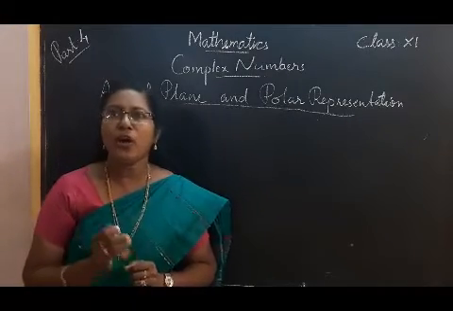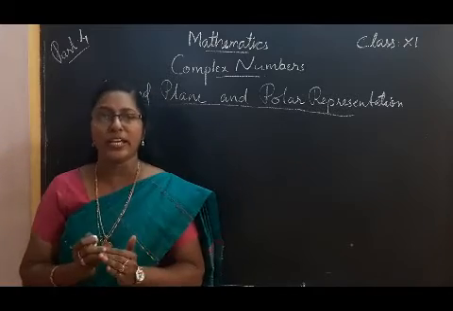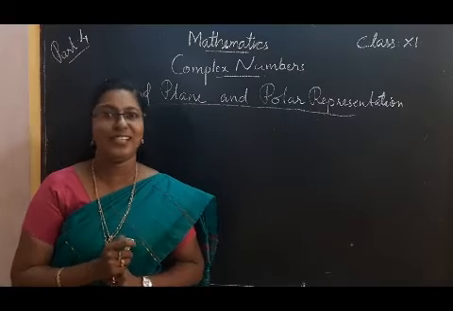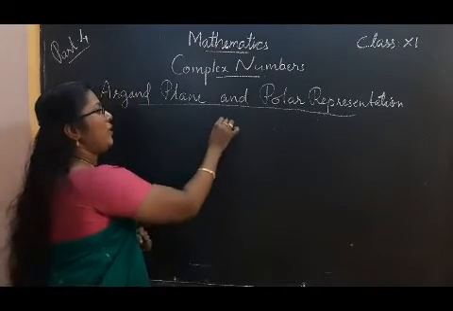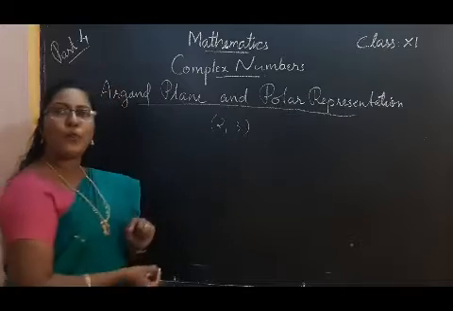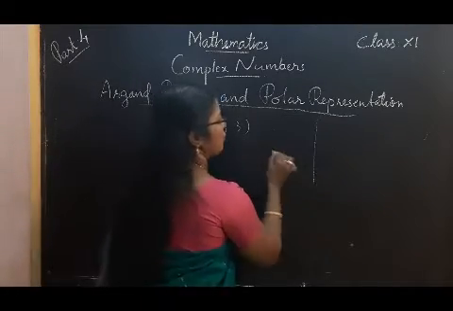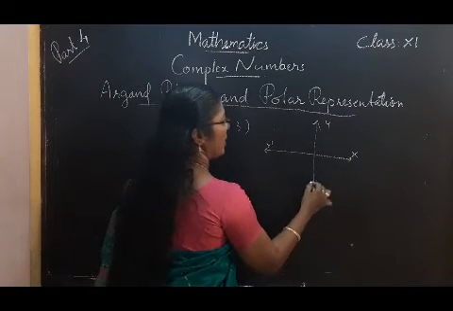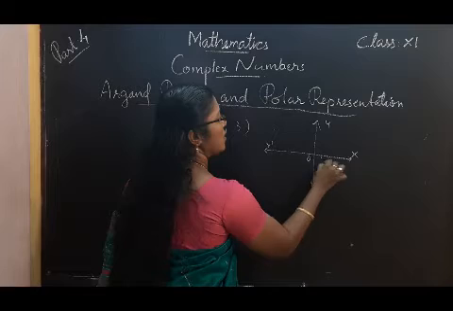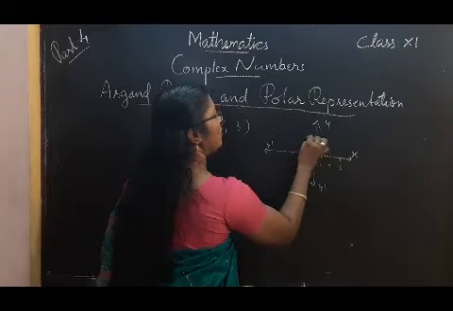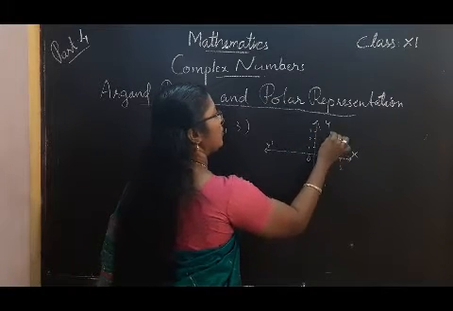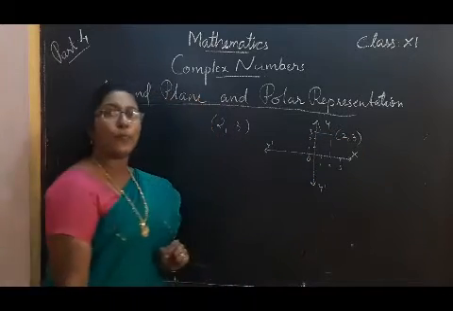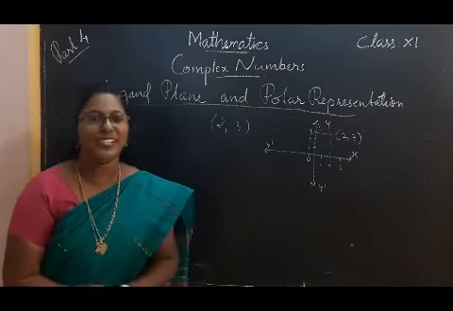We know that every ordered pair of real numbers x and y gives a unique point in the xy plane, or Cartesian plane, isn't it? The point (2, 3): how to plot this point? First of all, draw the coordinate axes: X, X dash, Y, Y dash, origin. This is 1, 2, 3 and here 1, 2, 3. Here 2, and this is 3. (2, 3) is the point, only one point in this xy plane.